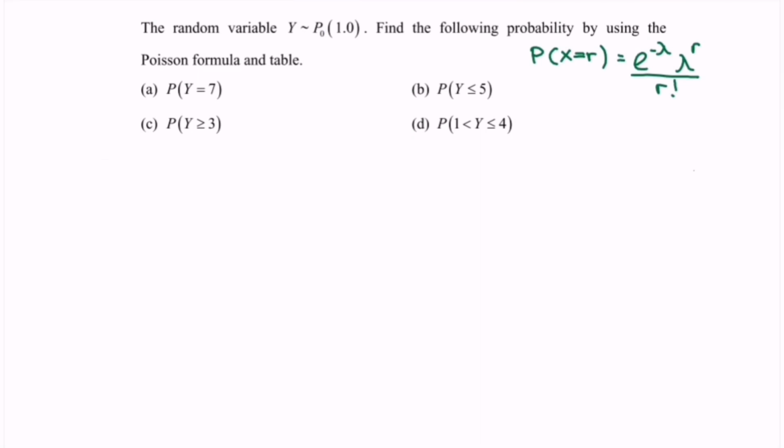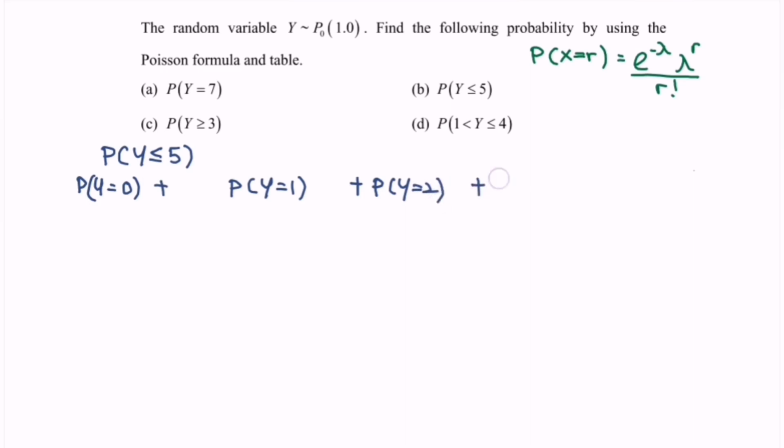Kindly refer to B, where we have the probability that Y is less than or equal to 5. So here it means that we have to add the probability that Y is equal to 0, plus the probability that Y is equal to 1, plus Y is equal to 2, plus Y is equal to 3, plus Y is equal to 4, and finally Y is equal to 5.